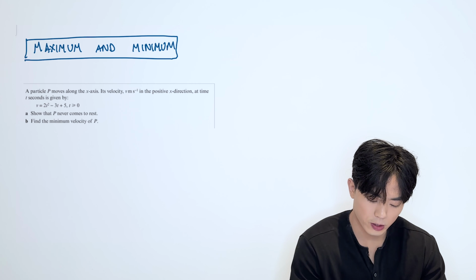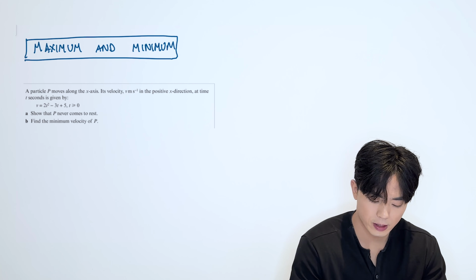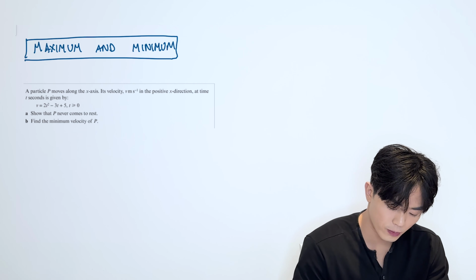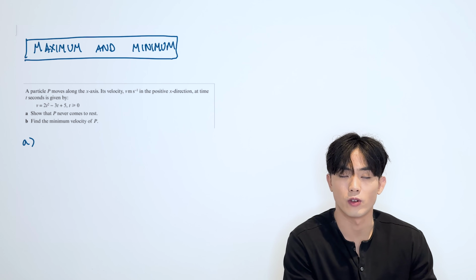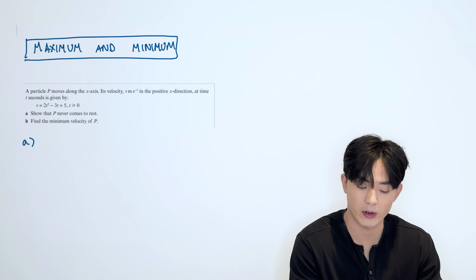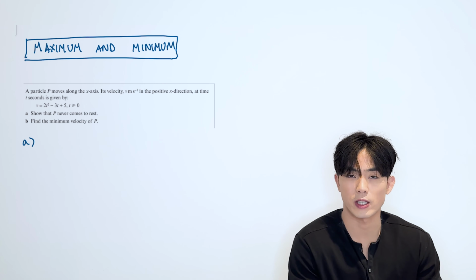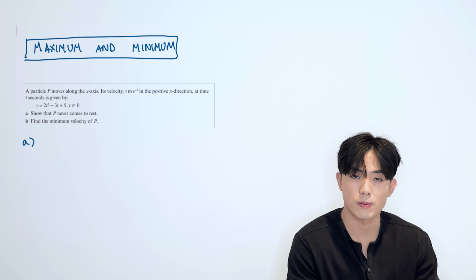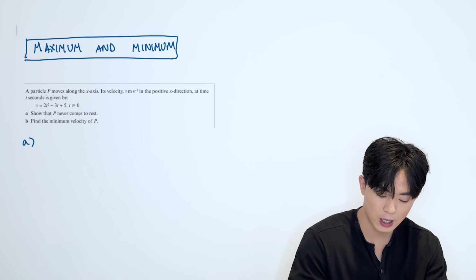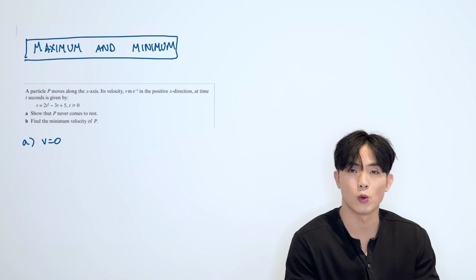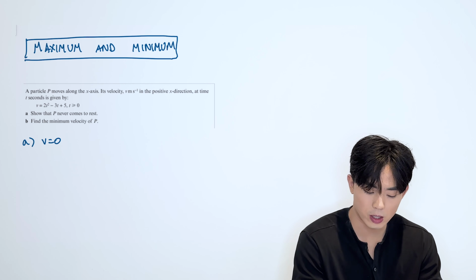So a particle, P, moves along the x-axis. Its velocity is given by this. Show that P never comes to rest. Remember, when it's at rest, the velocity is 0, right? So we have to just show that it's never going to be 0. You could do this by drawing this quadratic graph, or you can also do this by showing the discriminant, because the discriminant tells us how many roots there are going to be, right? So it just tells us how many times, or if there are any values, when v is equal to 0.